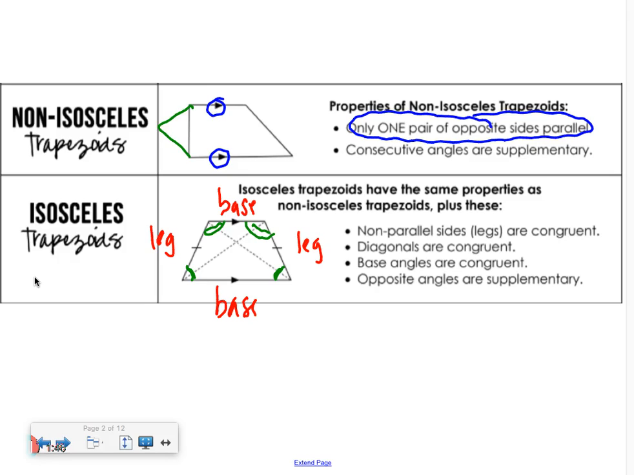These angles are supplementary, as are those. Same with these. They add to 180, and those add to 180. So this angle, let's say this was 80 degrees, this one would have to be 100. These two angles are supplementary, and so are those. Consecutive angles are supplementary.